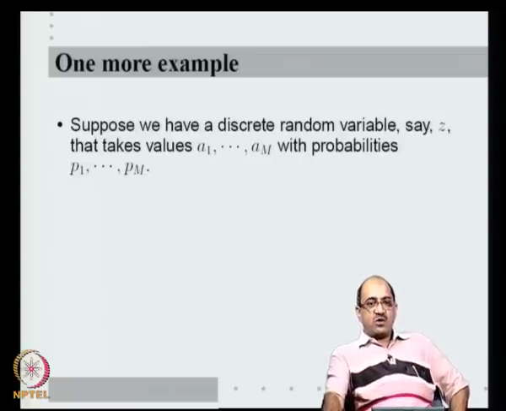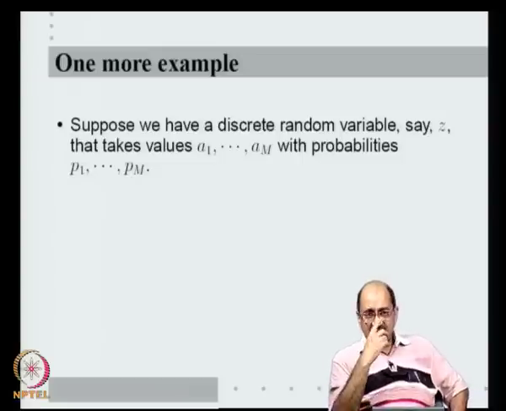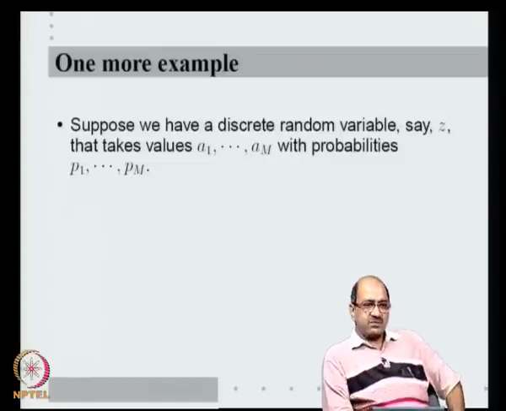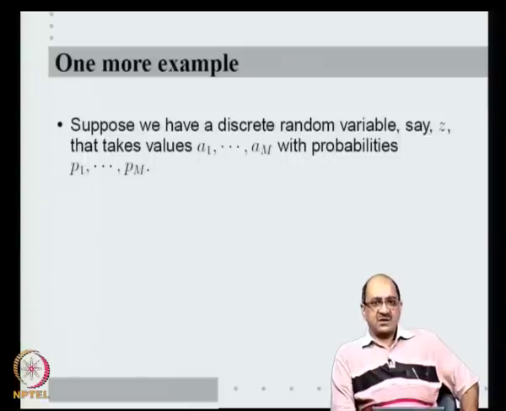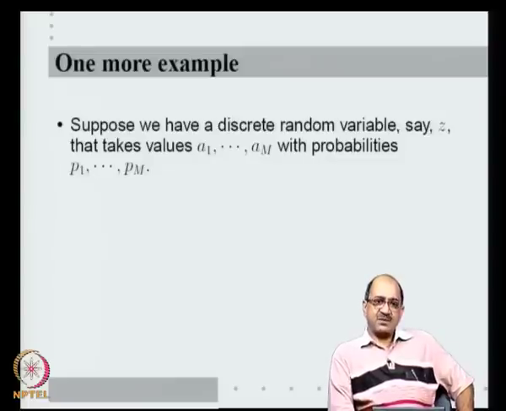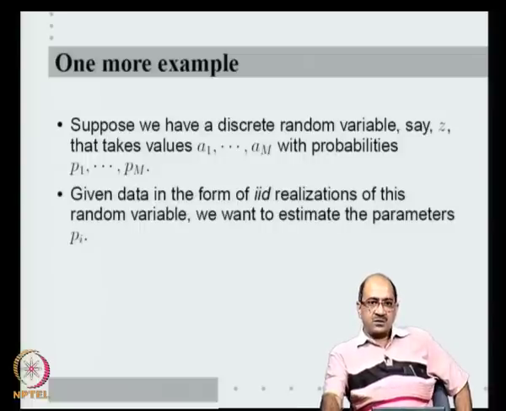So, let us look at one more example before we finish ML estimate. This time let us look at a discrete random variable again. We looked at a few continuous random variables. So, suppose you have a discrete random variable z. This time let us not take any specific discrete random variable, but any generic discrete random variable. Let us say it takes only finitely many values, a1 to am, and the corresponding probabilities are p1 to pm. So, what is it that we have to do?